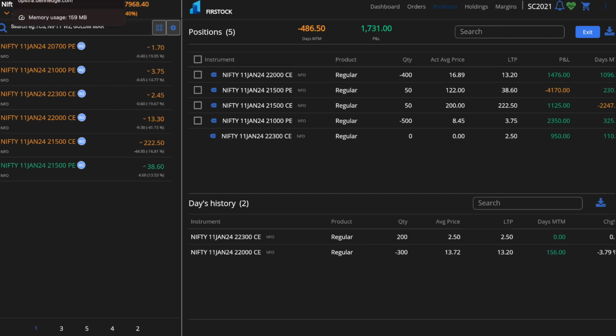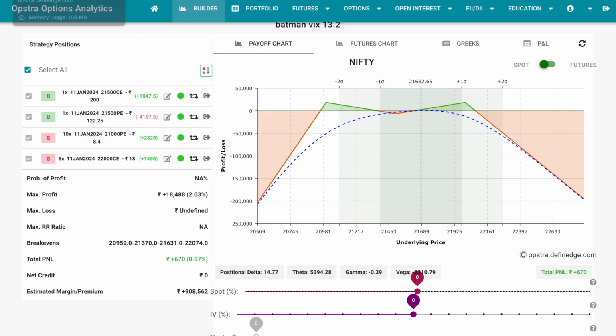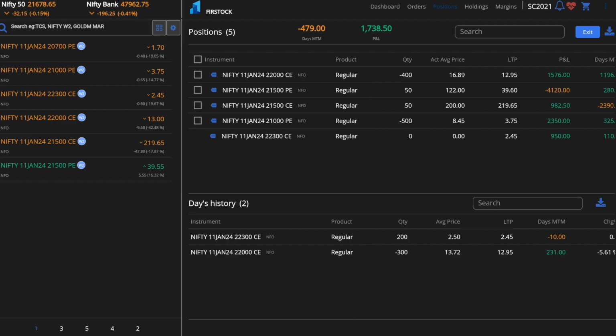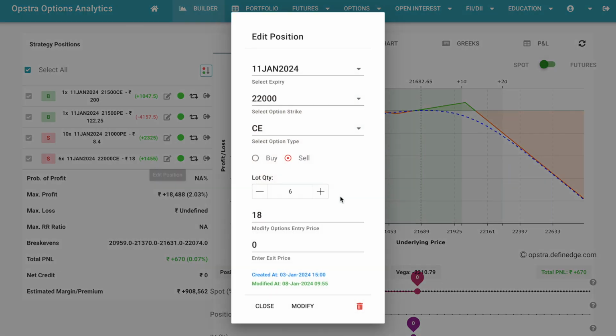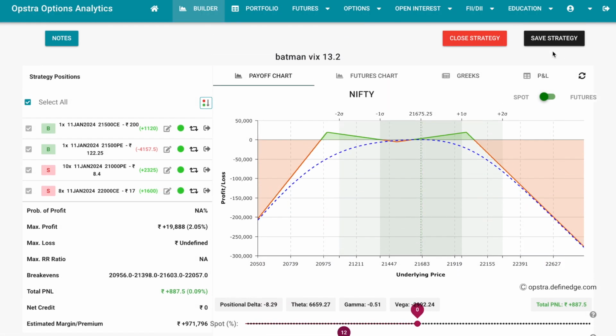Okay, just pause for a minute. We'll adjust it to 17. Let's go ahead and adjust this to 8 lots and 17. And let's see how the strategy has changed. Yes, that's good. You can save it.